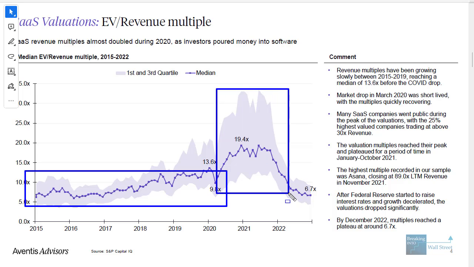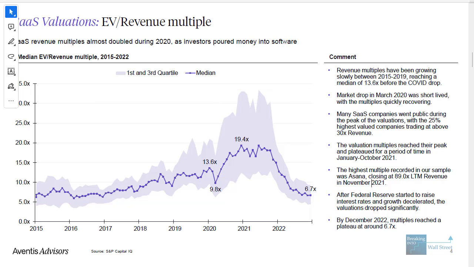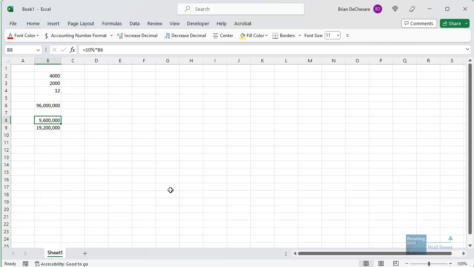For example, in the COVID years, yes, some of them were trading at much higher multiples, 20x, 25x, 30x, but right after that, they fell back down to that normal historical range of 5 to 10x. So if you think about what this means and you go back to Excel, if we have about $10 million of revenue and it's a 5x revenue multiple, this gives us a valuation of about 48 million.